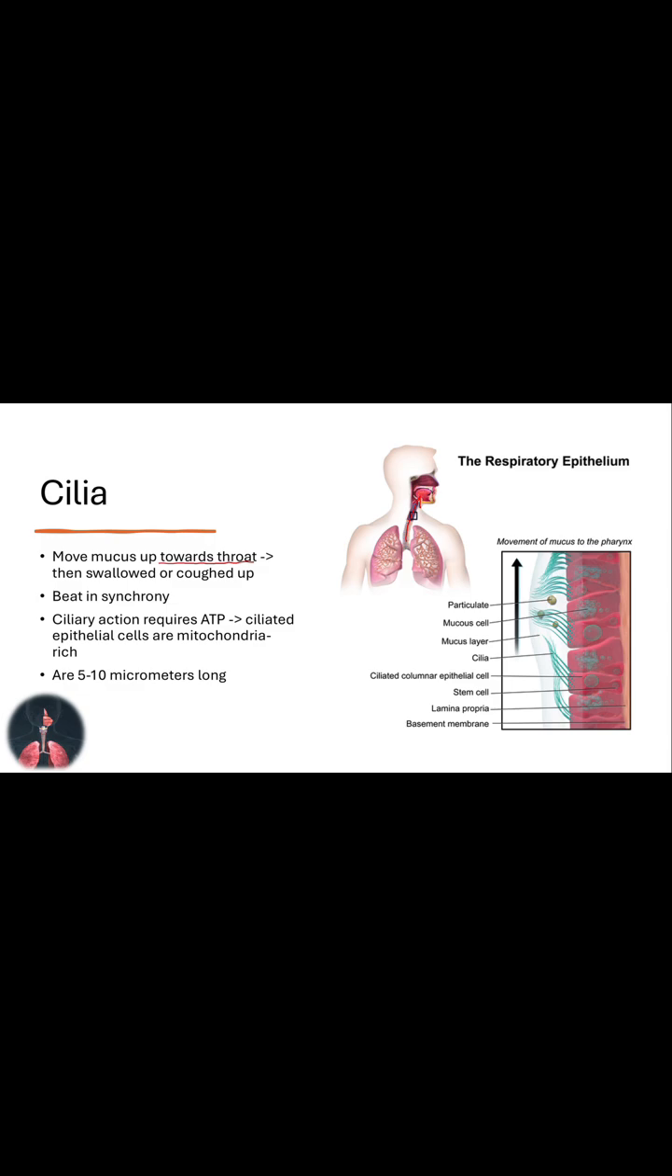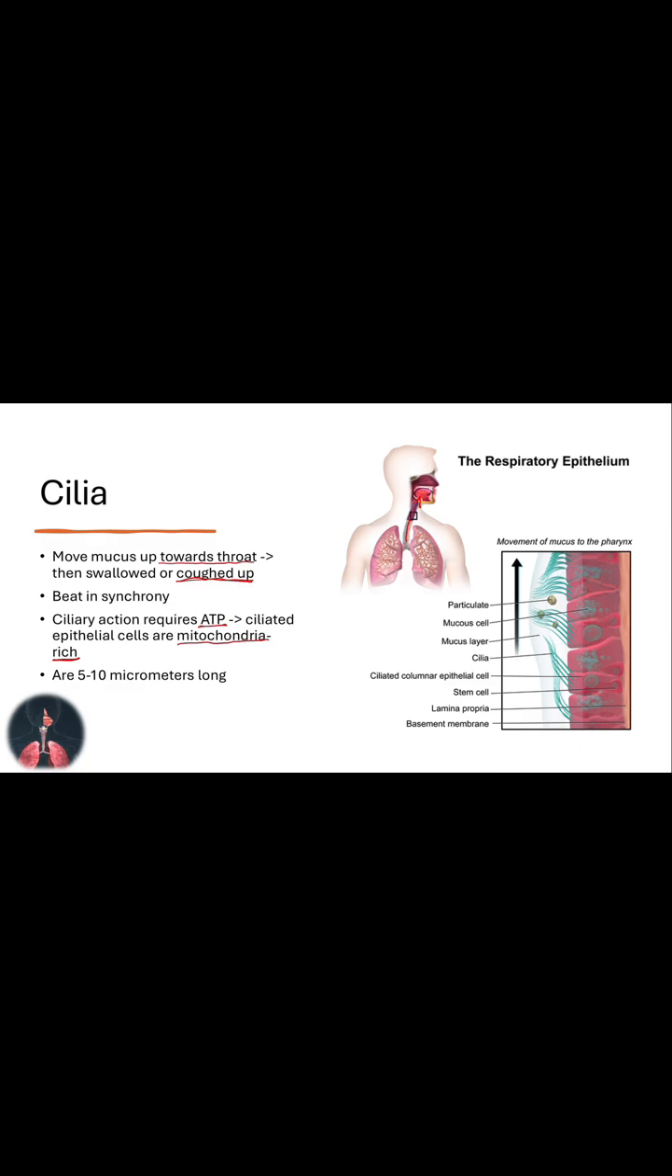But if you are ill and you have excessive mucus production, that is why you end up coughing up the mucus, because it's too much for you to swallow. In order for the mucus to be moved up, the cilia must beat in synchrony, and this action requires ATP. That is why, when you look at ciliated epithelial cells, they often have a lot of mitochondria, because mitochondria produce the ATP needed for this ciliary action.